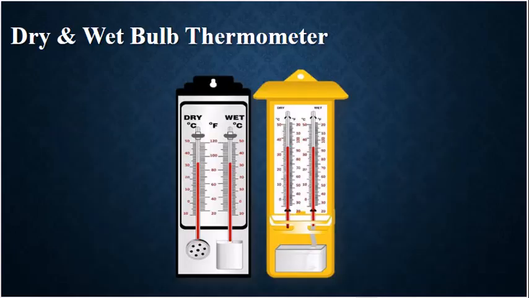Dry and wet bulb thermometer. Dry and wet bulb thermometers are used to measure air temperature and humidity. The dry bulb thermometer measures the ambient air temperature, while the wet bulb thermometer, which has a moist wick, indicates the cooling effect of evaporation, helping determine humidity levels. These measurements are essential for designing HVAC systems and understanding indoor climate conditions. Accurate readings support effective energy management and occupant comfort.